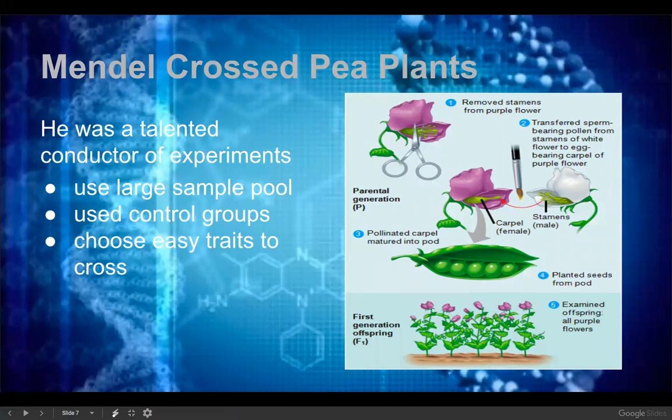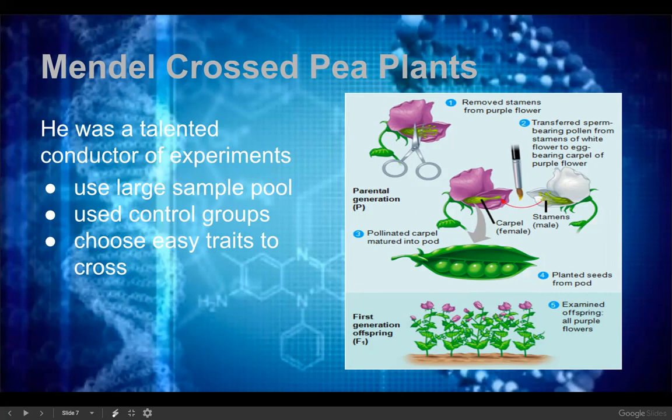He was a talented conductor of experiments. He used large sample pools, which is very important because, as you know, you can flip a coin 5 times in a row and get heads every time. But if you did that 1,000 times, there's a good chance it would be pretty close to 50-50 heads or tails. So using a large sample pool is important. He used control groups, so he was able to double check his work and make sure the results he got were accurate, and he chose easy traits to cross.